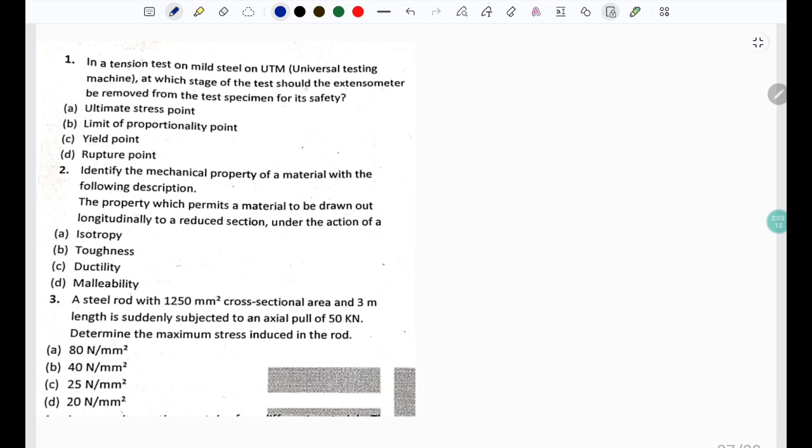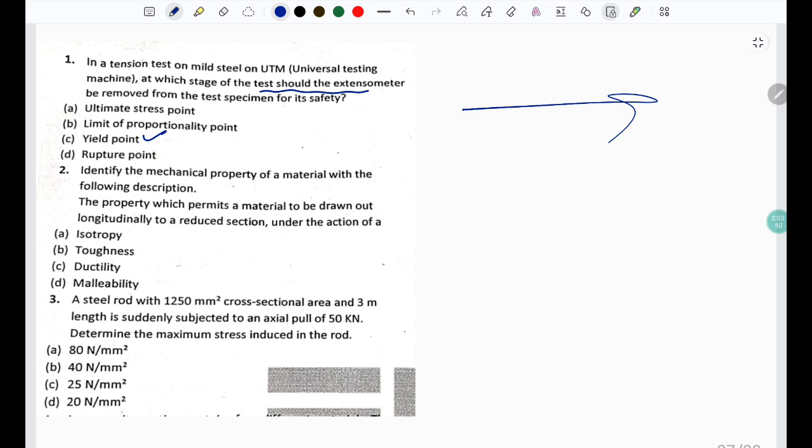Let's see the last 3 questions. In a tension test on mild steel on a universal testing machine, at which stage of the test should extensometer be removed? Ultimate stress, limit of proportionality, rupture, or yield? It is yield point, because the concept is that an extensometer is a highly sensitive instrument used on a UTM, and its purpose is to measure minute changes in the strain, and it is only designed to measure small elastic deformations accurately. Once the material passes its yield point, the strain becomes very large, hence it will damage a very delicate instrument, the extensometer. So we only use it till the yield point.